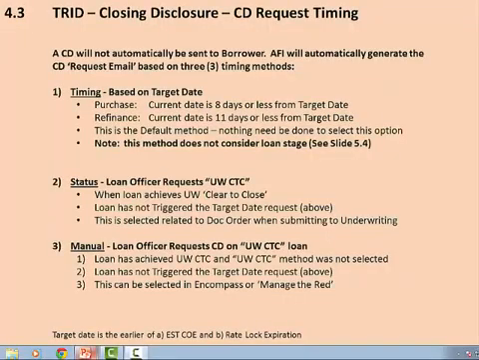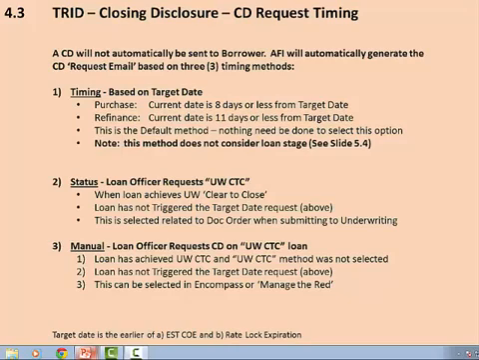The CD and the request timing of this document. A CD will never be provided automatically to the borrower. However, Amerifirst will automatically generate the CD request email using one of 3 methods: timing, status, or manual request. These are defined as below.